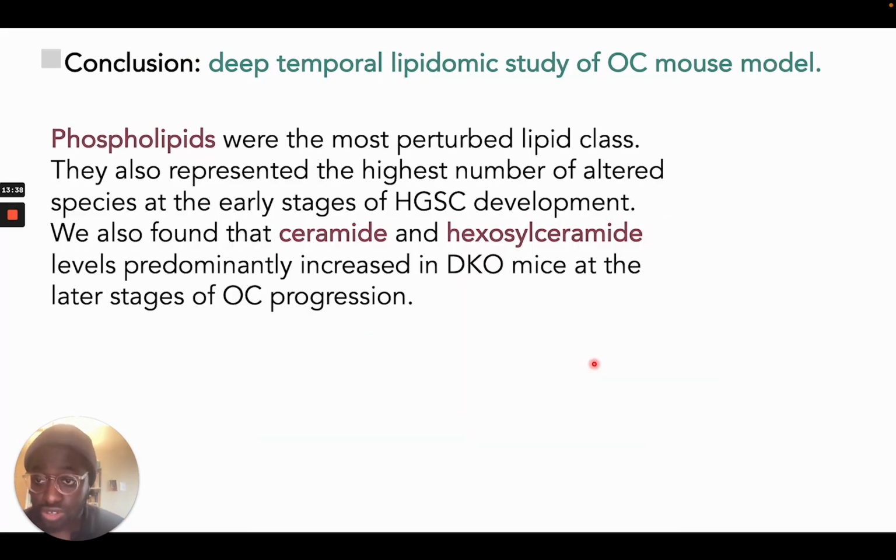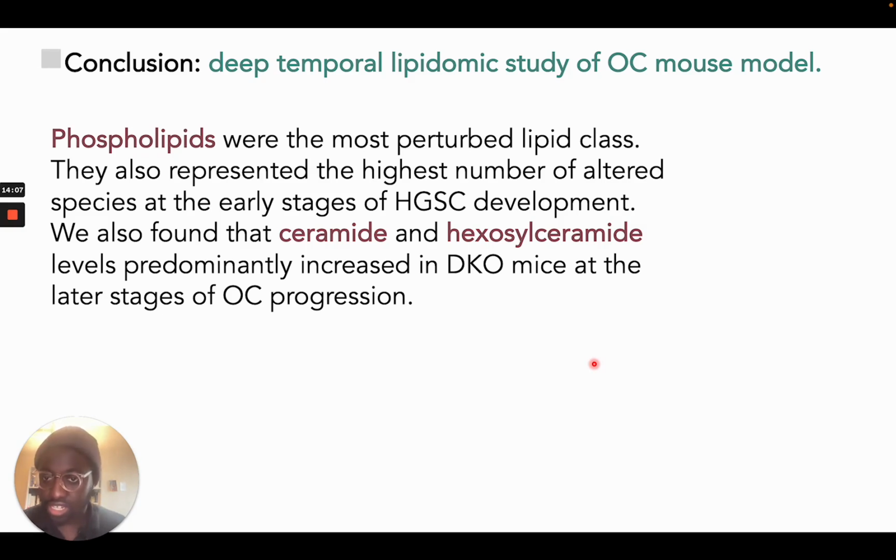But in conclusion, we did a deep temporal lipidomic study of an ovarian cancer mouse model. Phospholipids were the most perturbed lipid class, and they also represented the highest number of altered species at the early stages of this ovarian cancer progression. And perhaps this is because of the idea of cell integrity fortification, because we know phospholipid is an important part of that cellular process.